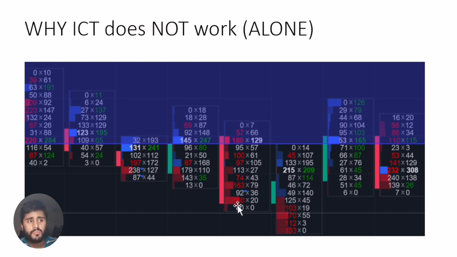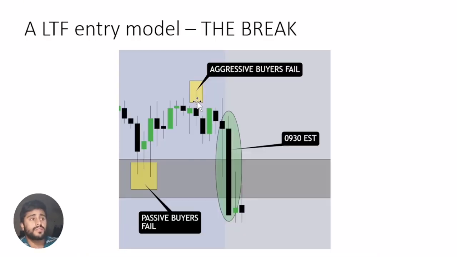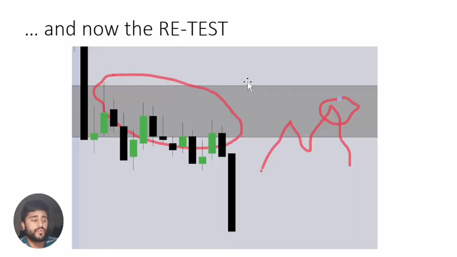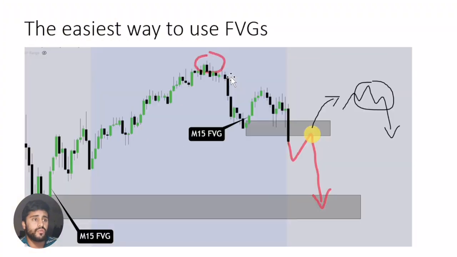And then we see the market breaking lower. From an order flow perspective, we see these aggressive buyers failing to drive price higher, above this key level. This gray box over here, which was actually this gray box over here, is the 15-minute fair value gap.